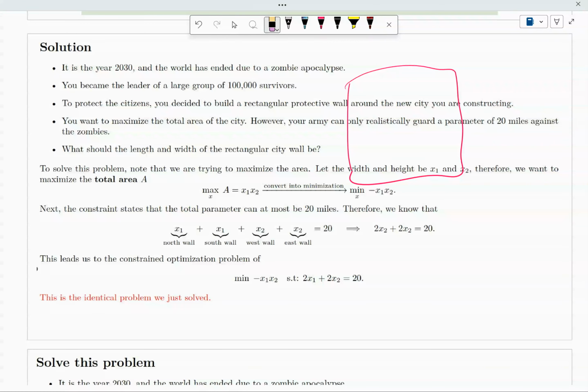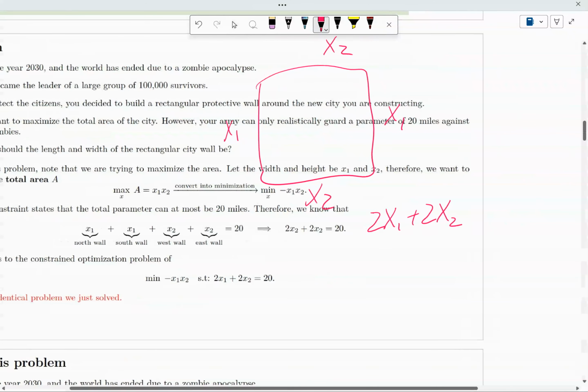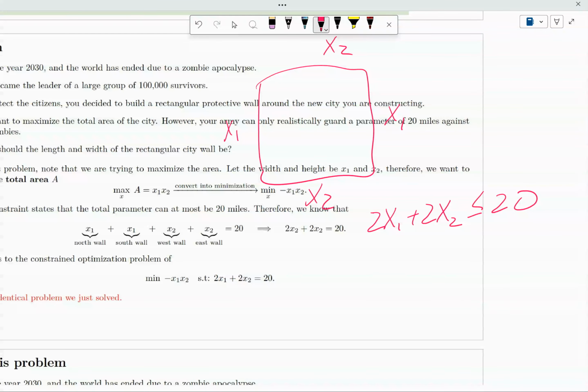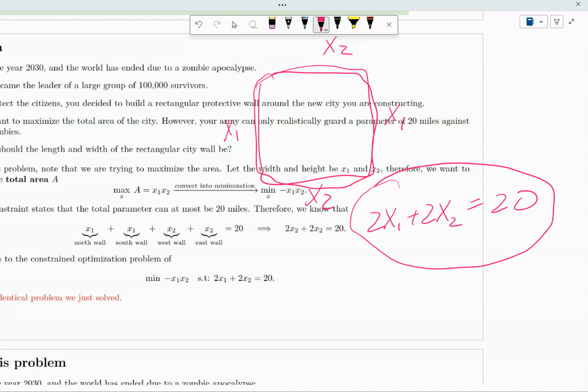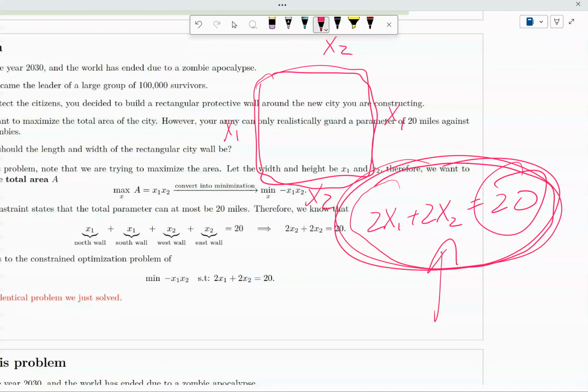This means that x1, x1, x2, x2. That means 2x1 plus 2x2 has to be, well, ideally equal to 20 miles. It should be less than, but since we're trying to maximize, we want it to be equal to. So we want the entire perimeter to be 20 miles because that's the maximum you can do. So therefore, that's the constraint. We want to maximize the area given that your army can only guard 20 miles. Now, guess what?